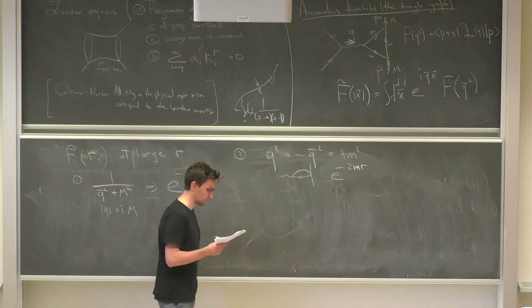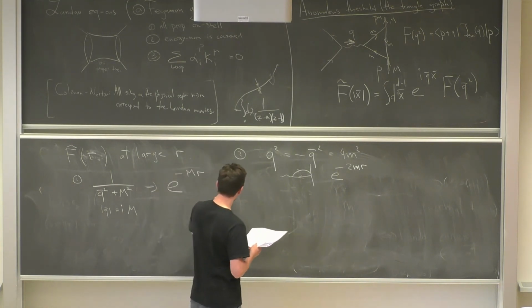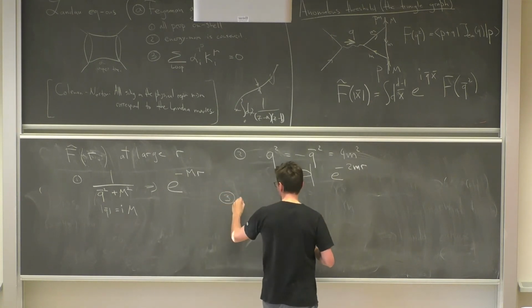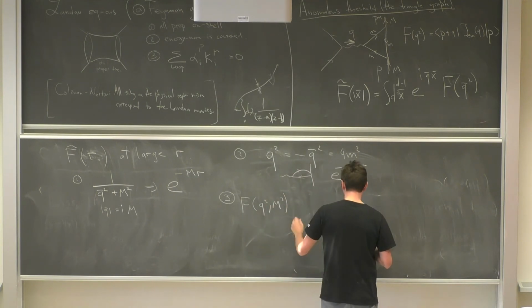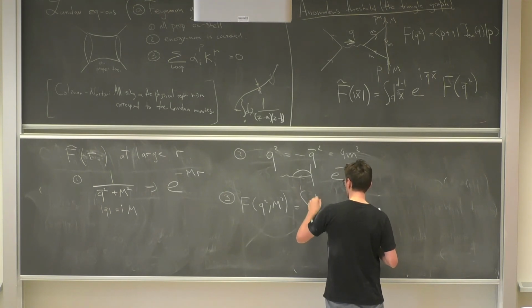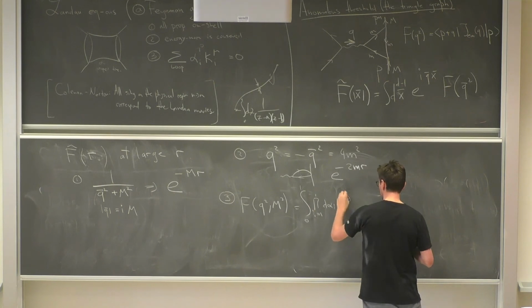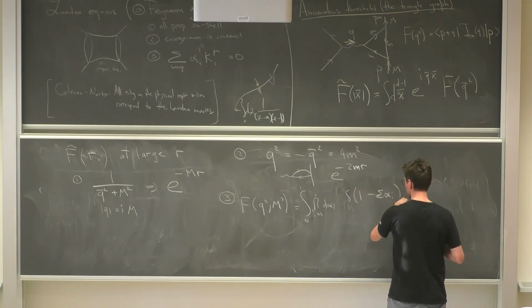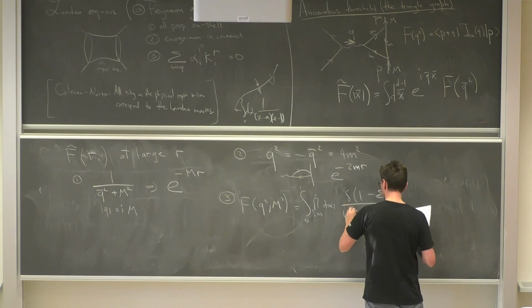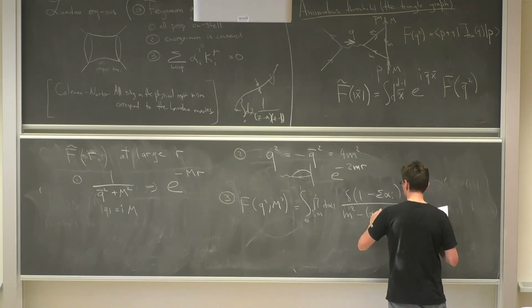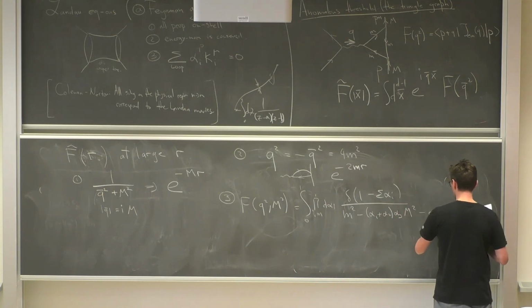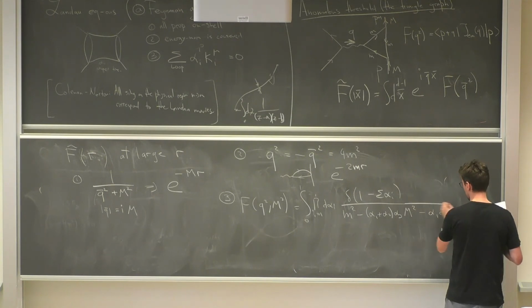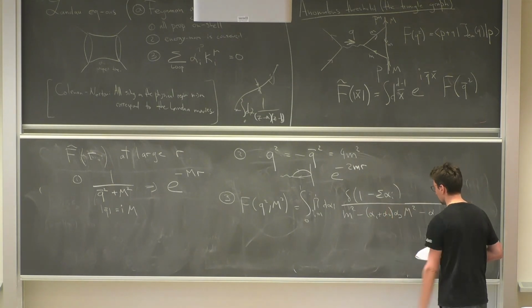And finally, let's evaluate the triangle. The triangle, I'm just telling you the answer. You can introduce Feynman parameters for this graph, and you have delta of 1 minus the sum of alpha i, and here you have m squared minus alpha 1 alpha 2 q squared. This is just a QFT textbook evaluation of the one-loop graph.